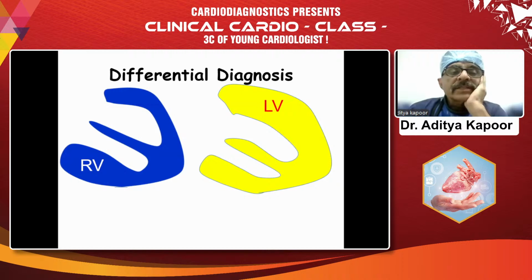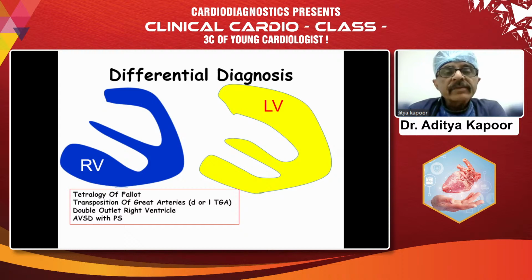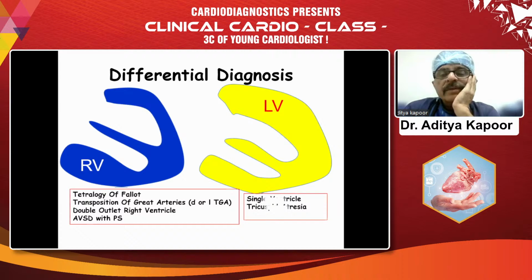So for differential diagnosis, dominant RV, dominant LV. And I think many of you would be reading Dr. Kamal's book as well. That's a very good book to read for the way you should handle the questions and answers in the exam. So dominant RV with VSD PS physiology will be tetralogy, transposition, double outlet right ventricle, and VSD with PS. And dominant LV will be univentricular heart and tricuspid atresia. So it's very easy to remember dominant RV versus dominant LV.